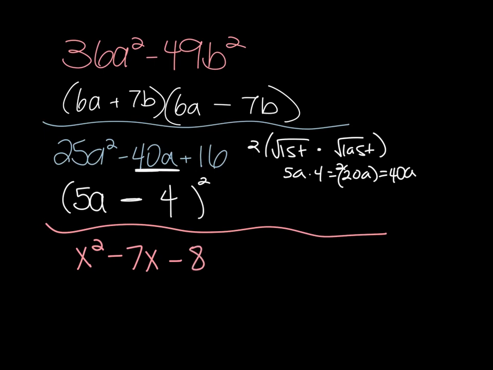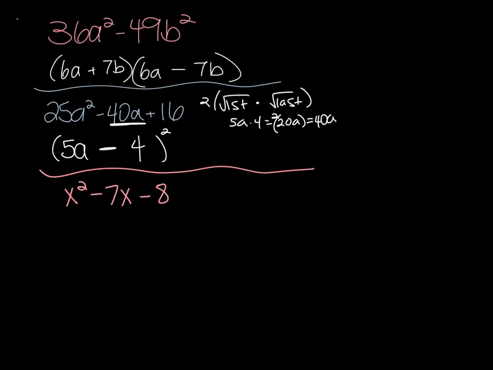Then we had the simple ones, right? 3 terms, not perfect squares. The first one's a perfect square, but not the last one. So I'm just looking for the factors of the last number that sum to the middle.